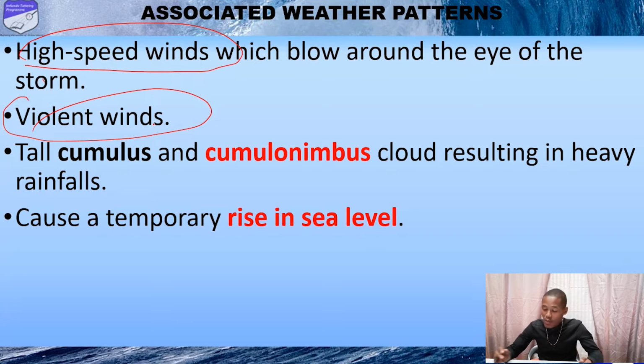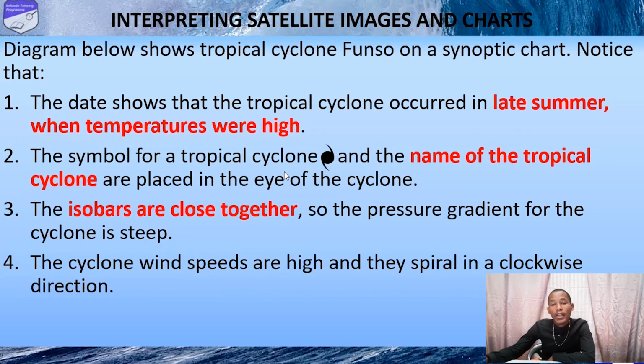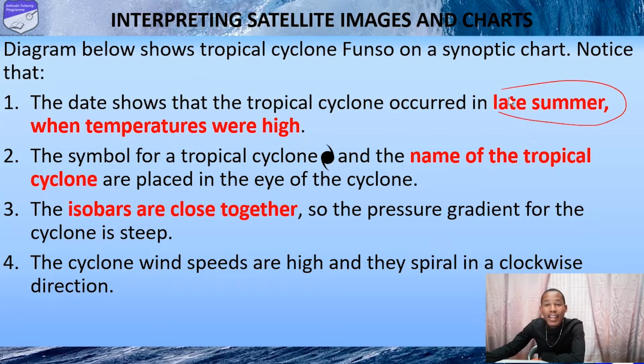You will see when you look at the impacts, what damage is done by those winds. Now the tall cumulus and cumulonimbus clouds result in heavy rainfalls. Lastly, we've got a temporary rise in sea levels close to the coast. Here are some of the things you need to know about a tropical cyclone. First of all, they mostly occur in late summer.